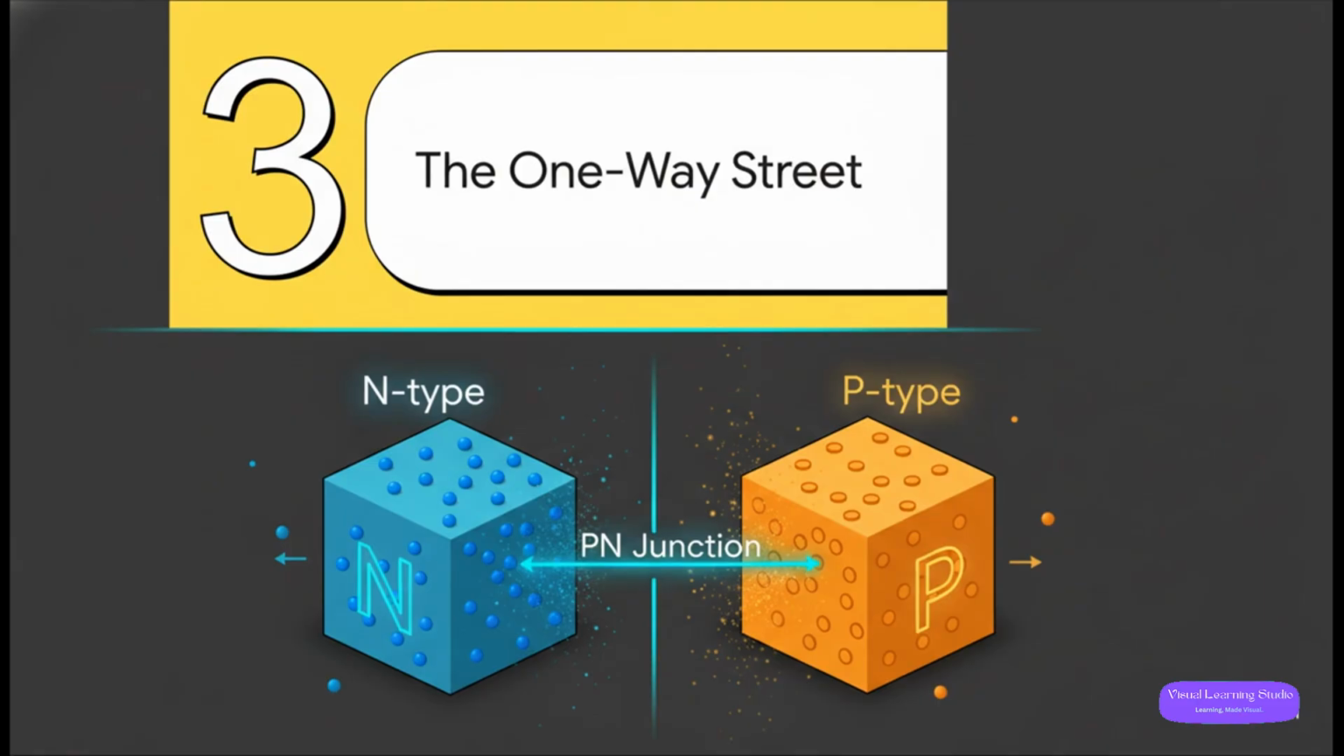Okay, so we have our 2 new materials. We have a block of N-type silicon and a block of P-type. Now, individually, they're pretty interesting. But the real magic, the part that changed the world, happens when you put them together.